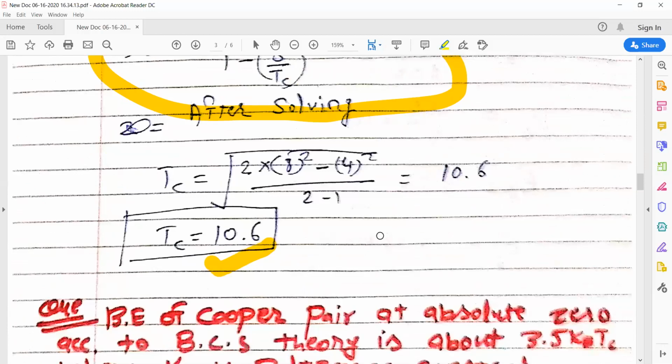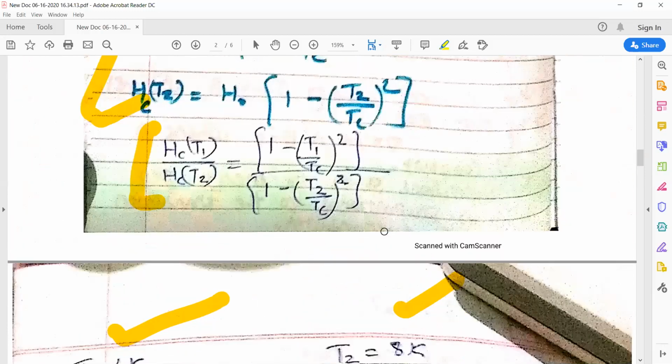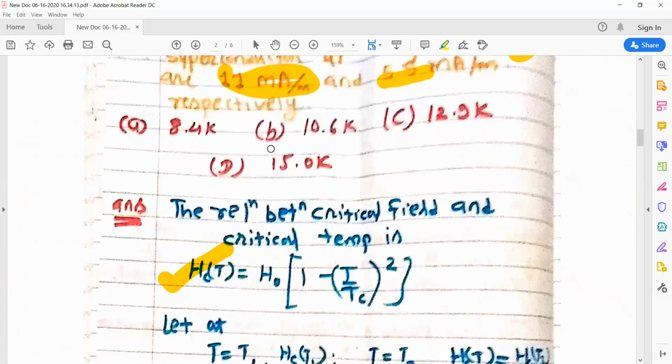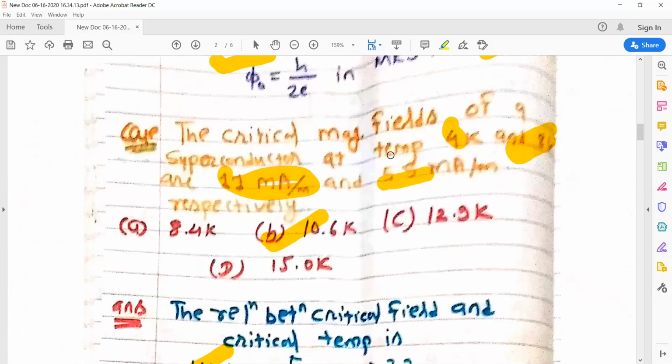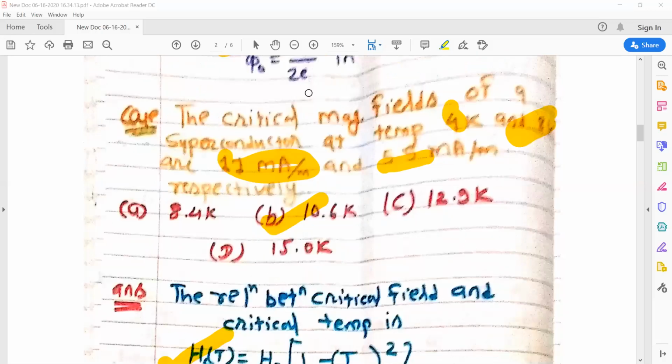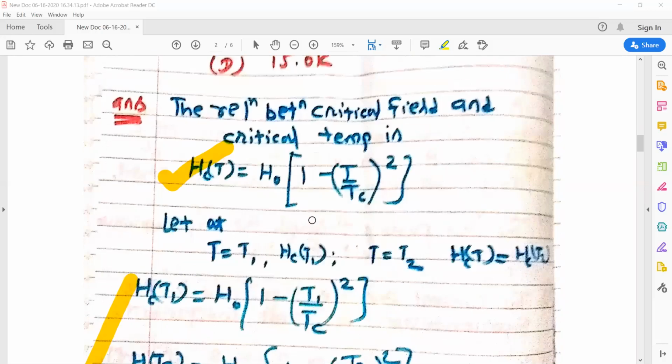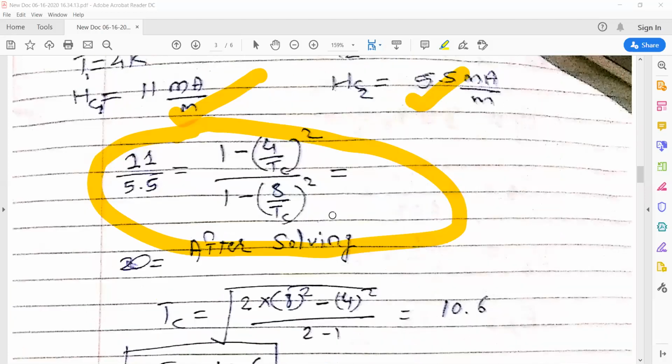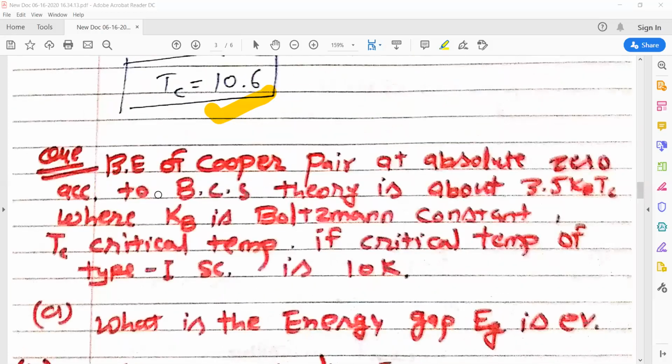Tc is equal to 10.6 Kelvin. Okay, so this is the answer. B is the answer of this question. Okay, if anybody has a problem, then they can ask. Okay, a simple question, but this question comes in the NET exams. Okay, I think I should move to the next question. Is there any problem for any student?